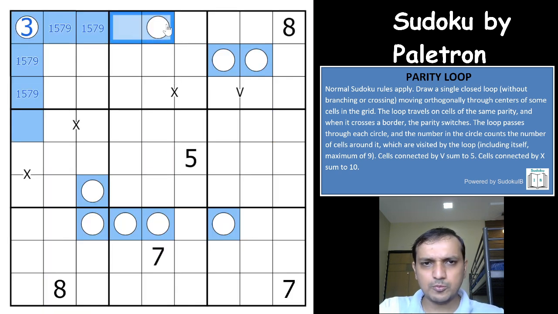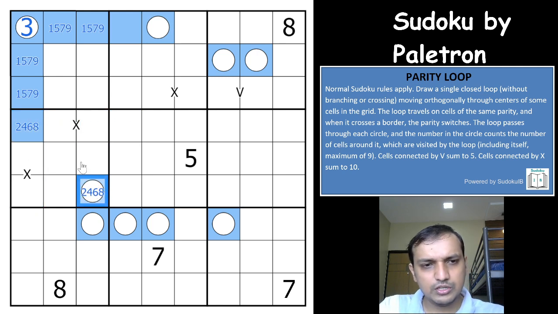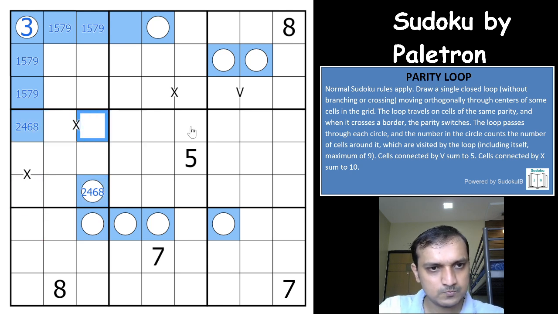So now this would have to be even. This also would have to be even. This will go this way or it will go this way. This is also even then. So it will either go out this way or this way. Amazing.